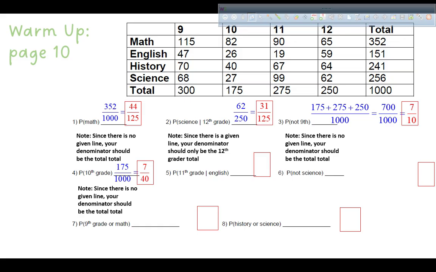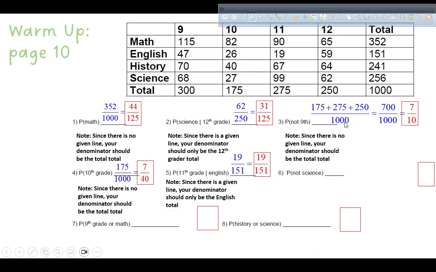11th grade given English. Your focus group is the English people. I'm only pulling from the 47, 26, 19, 59, and 151. My fraction cannot have any other numbers than 47, 26, 19, 59, and 151. It's got to be from that row. No other numbers can go in this fraction. So of those numbers, the 11th grade number was 19. So it's 19 out of 151, which doesn't reduce.